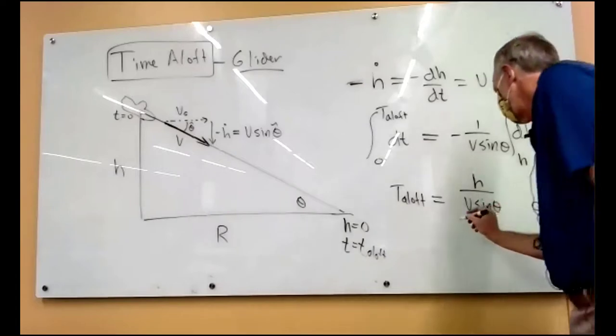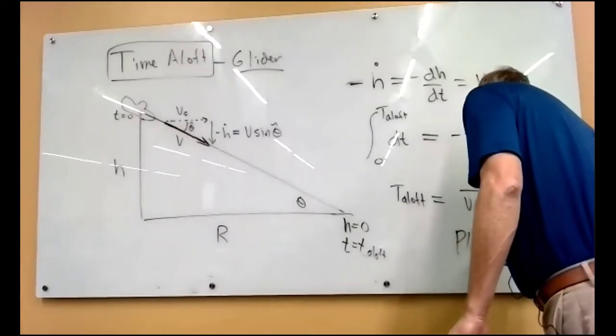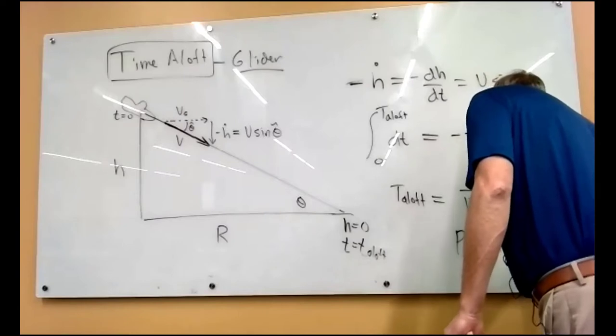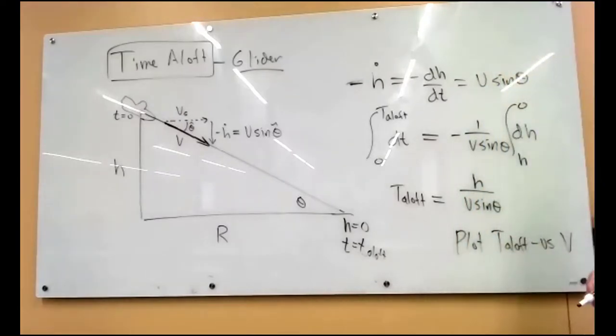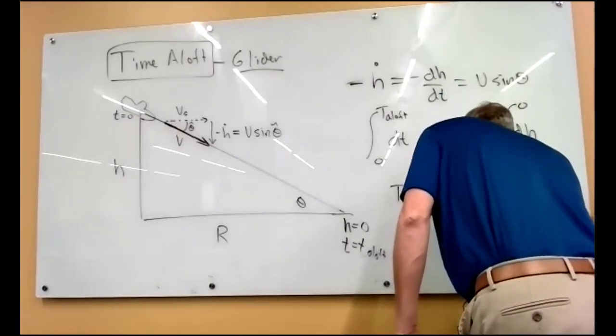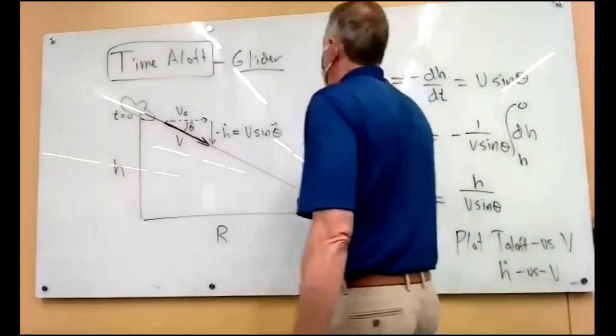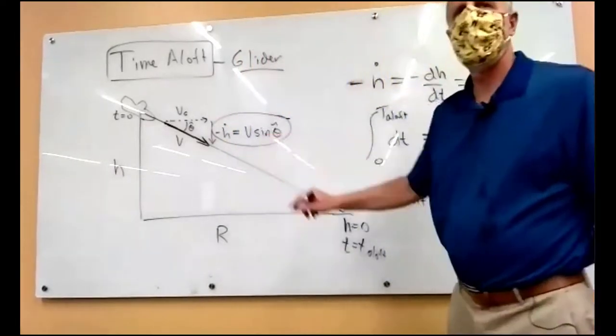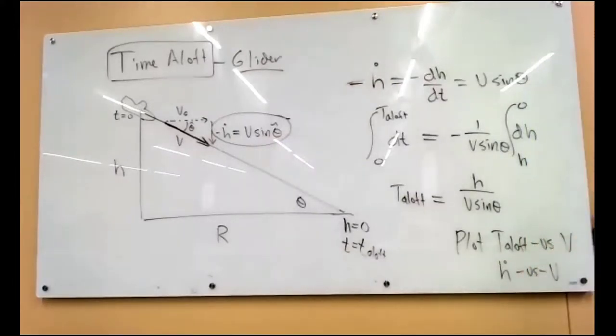So in fact, we're going to do that. We're going to plot time aloft versus airspeed, because that's going to give you your optimal target airspeed you want to fly to stay in the air the longest. And we'll also plot h dot versus velocity, because h dot is a function of velocity as well. So in reality, it comes down to minimizing h dot, your sink rate. And if you minimize that, you stay in the air the longest.